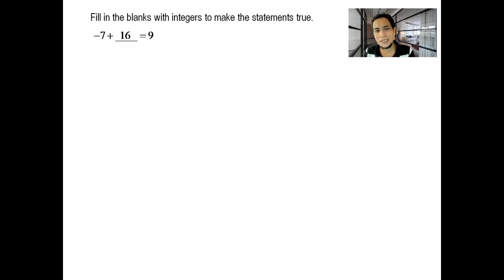That's 9, and copy the sign of the larger, which is 16. So therefore, the answer is negative 9.